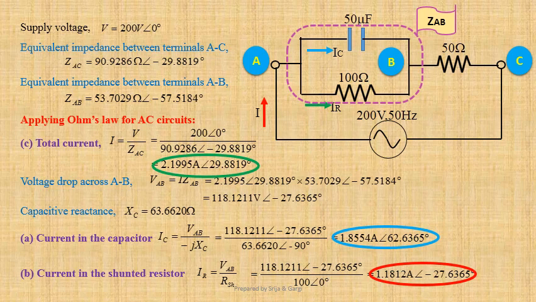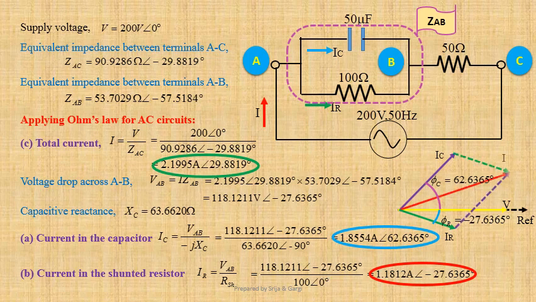If we observe the currents, we find that the total current and current flowing through the capacitor are leading the supply voltage, whereas current flowing through the shunting resistor lags the supply voltage. Let us draw the phasor diagram taking supply voltage as reference. Current flowing through the capacitor IC leads the supply voltage by an angle 62.6365 degree, whereas current flowing through the resistor IR lags the supply voltage by an angle 27.6365 degree. Taking phasor sum of IC and IR, we obtain total current I.